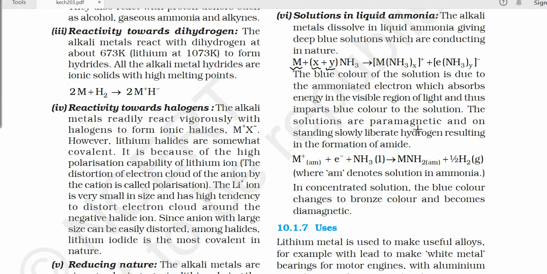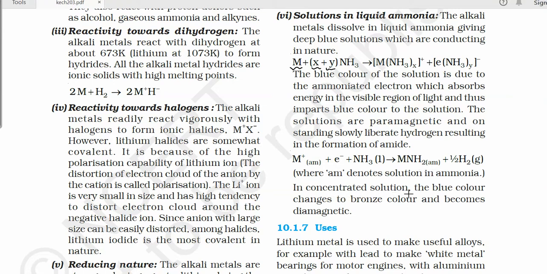The solutions are paramagnetic and on standing slowly liberate hydrogen, resulting in the formation of amides. As hydrogen is slowly liberated, amides slowly form, where am denotes the solution in ammonia, as in MNH2, which shows the ammoniacal solution.